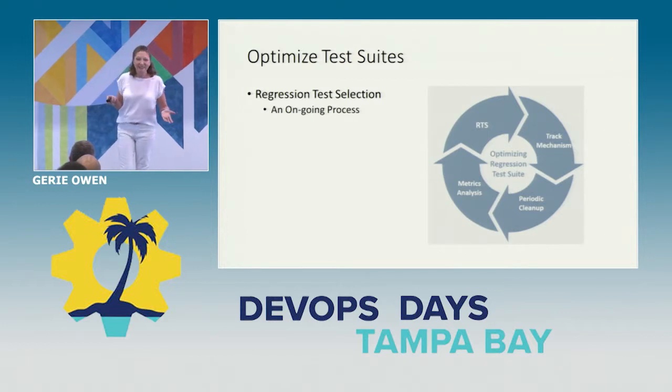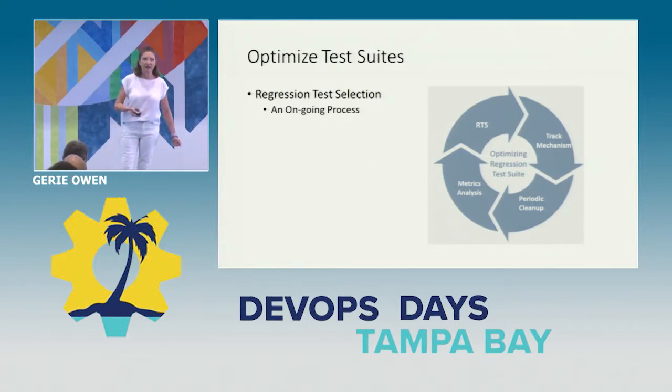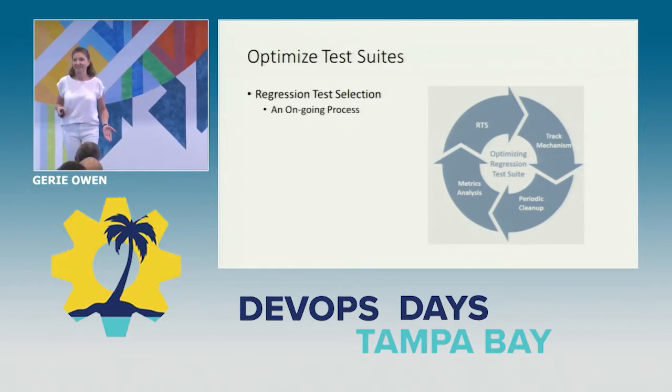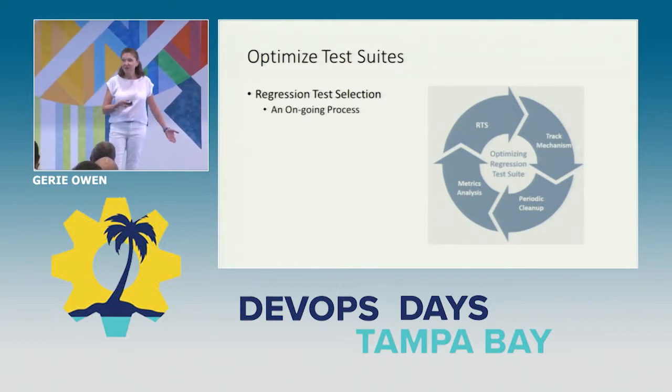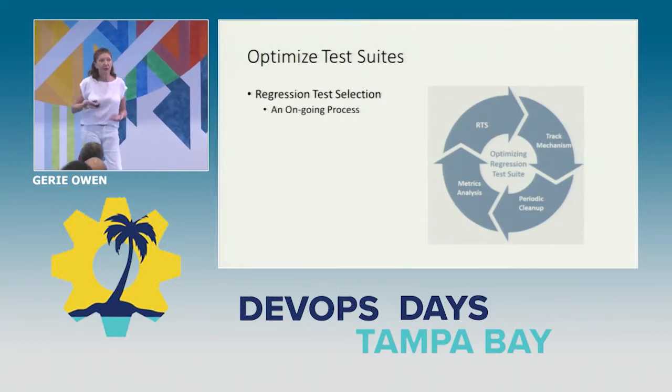We have to optimize the suites. Regression test selection is an ongoing process, and that's what I think a lot of teams forget. Oh, we got everything automated. Well, great. But you're constantly changing the code base. You're constantly releasing new features. That means you're constantly changing your tests. So you want to have a tracking mechanism. You periodically clean up, and periodically may mean like every day if you have to.